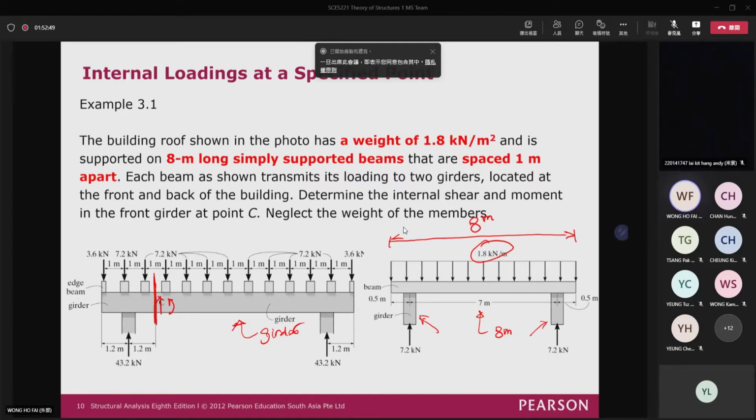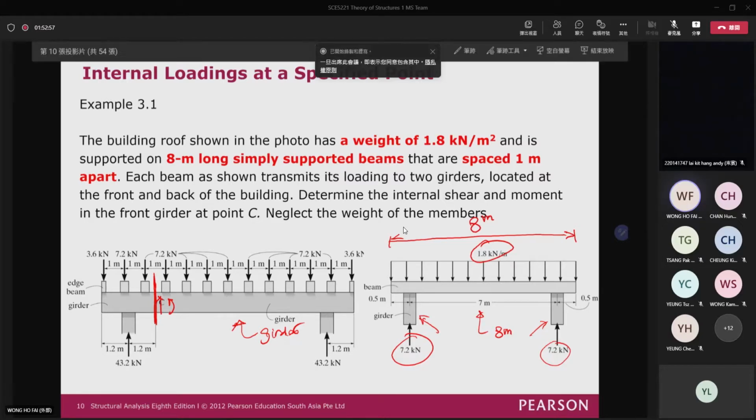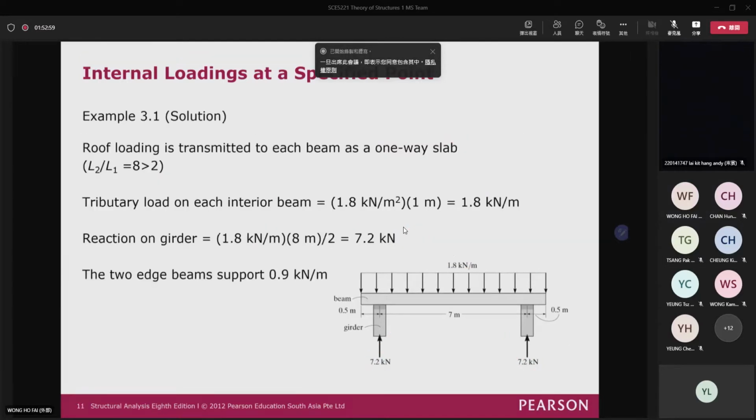We divided by 2 because it is a simply supported beam. So you have 7.2 kN as the support reaction. Right here, you can see that when you have 1.8 and you times 8, because the total length is equal to 8 meter, this is the total load. It is simply supported on both sides, so if you divide it by 2, the support reaction on both sides is equal to 7.2.